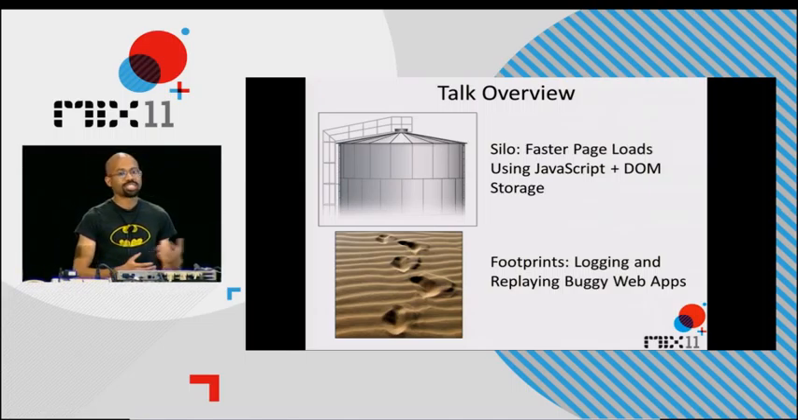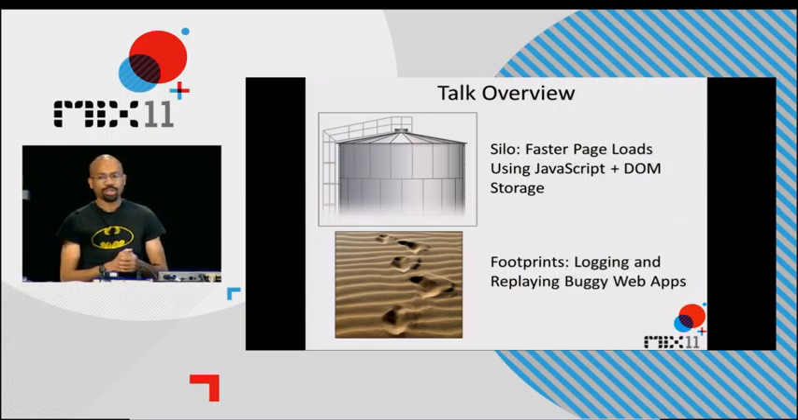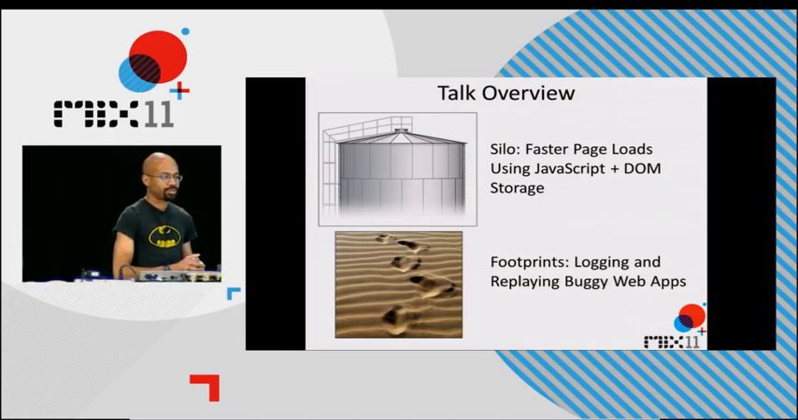The first project is called Silo, and basically we're going to use some neat tricks with JavaScript and DOM storage to layer a custom Delta encoding protocol atop HTTP. I'll show you results that demonstrate that in some cases, Silo can reduce the load time of web pages by more than 40 or 50%.